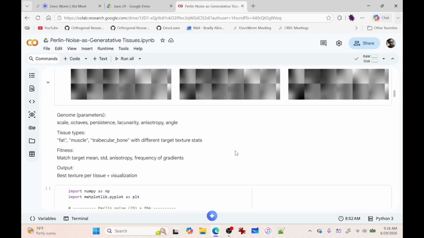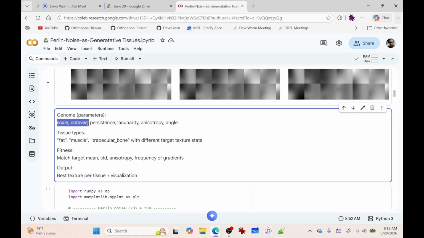Then, remember, we want to go from multiple n dimensions, in this case 3 dimensions, to some sort of genetic algorithm. So this is where we build an artificial genome. We have these parameters: scale, octaves, which are specific to tuning a field of Perlin noise, persistence, lacunarity, anisotropy, and angle. All those things are involved in the genetic algorithm, and those are the things that are going to be optimized within it.